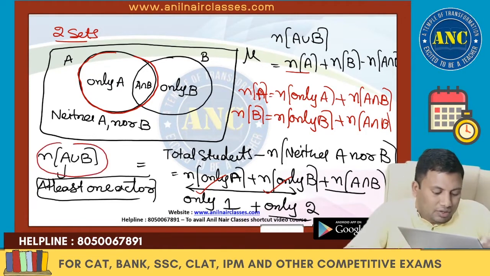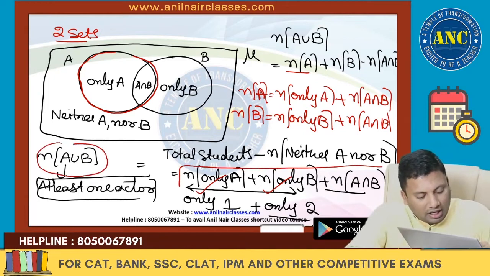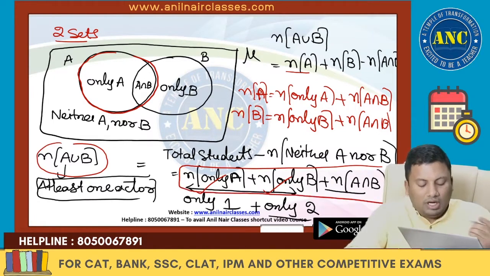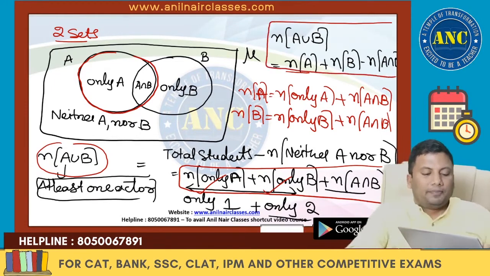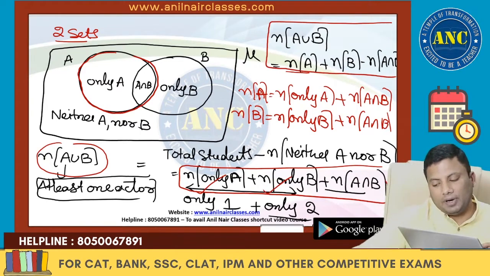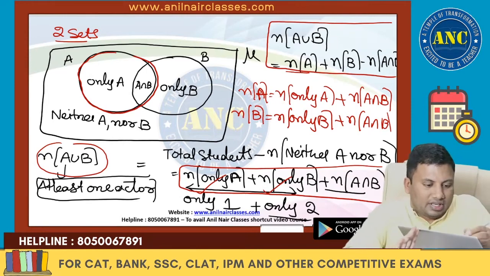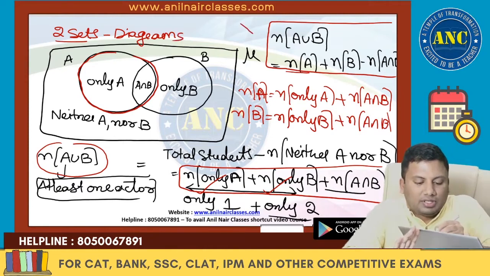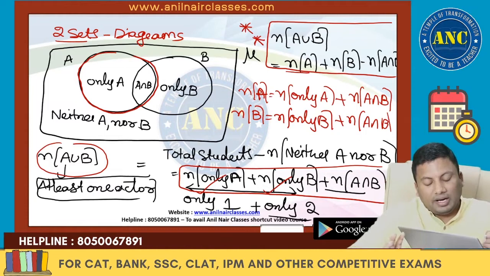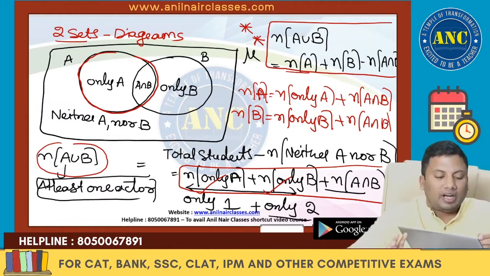N of A union B is nothing but N of only A plus N of only B plus N of A intersection B. Or if I remove only, it is nothing but N of A plus N of B minus N of A intersection B. We will solve a lot of set related problems using diagrams. We will avoid using this fundamental principle of inclusion and exclusion.